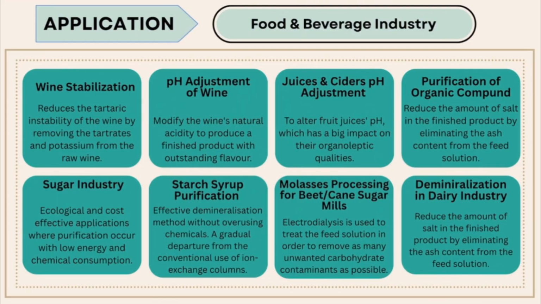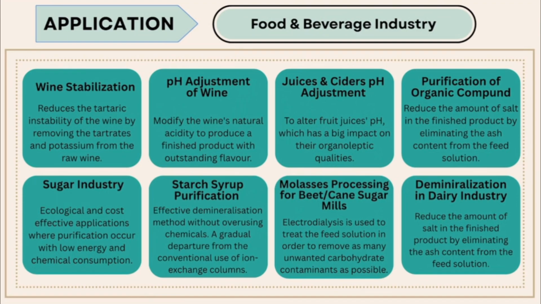We also have juices and ciders pH adjustment, where we alter the fruit juice's pH, which has a big impact on the organoleptic quality. We also have the purification of organic compounds, where we reduce the amount of salt in the finished product by eliminating the ash content from the feed solution. There is also application in the sugar industry, where purification occurs with low energy and chemical consumption. There is also starch syrup purification, an effective demineralization method without overuse of chemicals.